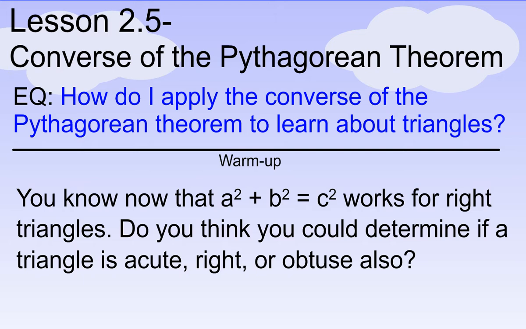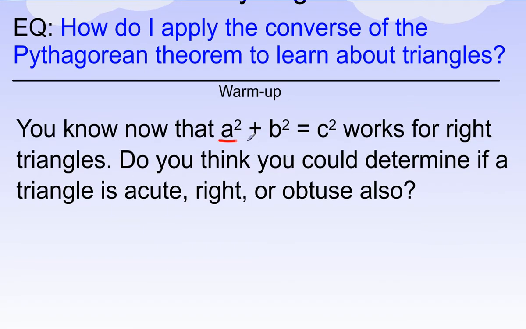The warm-up question says, you know now that a squared plus b squared equals c squared works for right triangles. Do you think you could determine if a triangle is acute, right, or obtuse also? So what the question's asking is, you know this works for right triangles. Would this also possibly work for acute triangles or obtuse triangles? And the answer is, well, sort of.